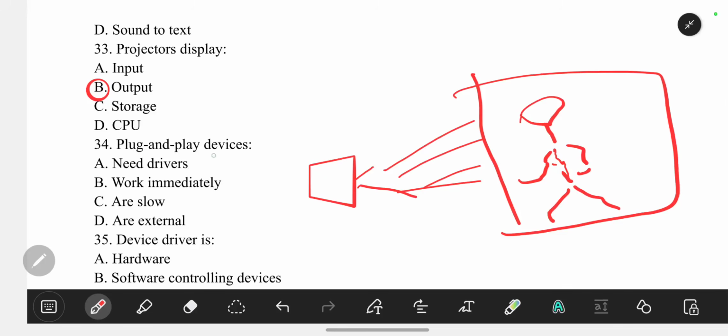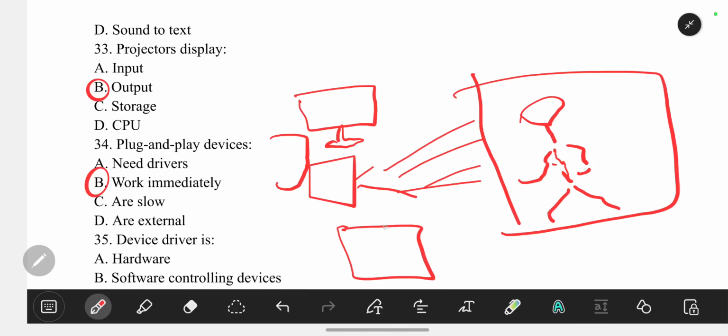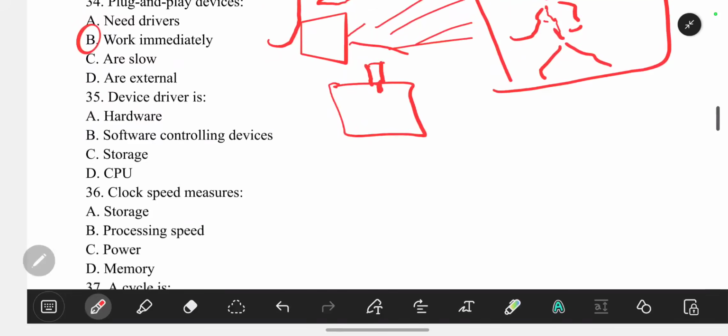Then we have plug and play devices. Just as the name entails, plug and play, these immediately work. For example, if you have a computer and you connect your flash drive, as you connect it, it immediately starts to work there and then. So plug and play devices are those devices that start to work automatically when connected to the computer. Immediately you connect them, they start to work.